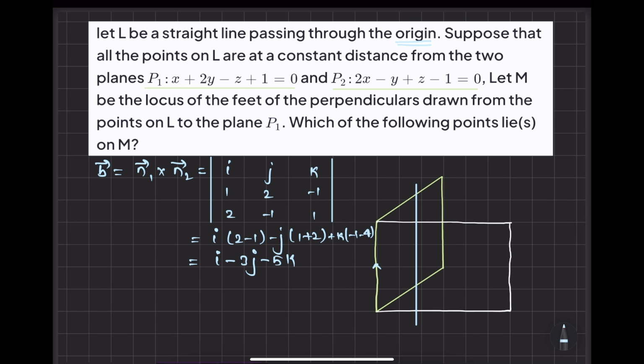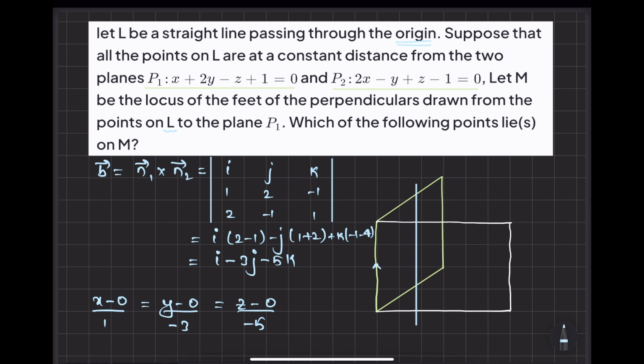So let's write down the line, the blue line. So it is (x minus 0), it passes through origin, (y minus 0), (z minus 0), and it should be 1, minus 3 and minus 5. So this is your line L. Okay, let M be the locus of feet of perpendicular drawn from the points on L.